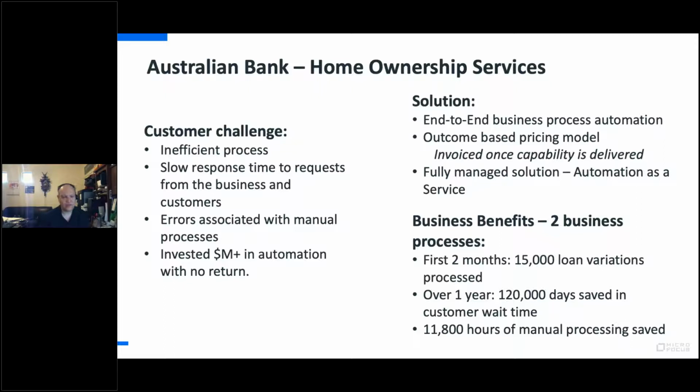When they implemented RPA, when they used a consulting partner, just like we did in our particular use case, in the first 2 months, this is why this is so interesting around RPA, they were able to process 15,000 loan variations. And over the first year, 120,000 days of customer wait time. I mean, just think about the ROI in the customer satisfaction scores that will result when you save 120,000 days of people waiting on the phone. And back end time is 11,000, almost 12,000 hours of manual processes saved.